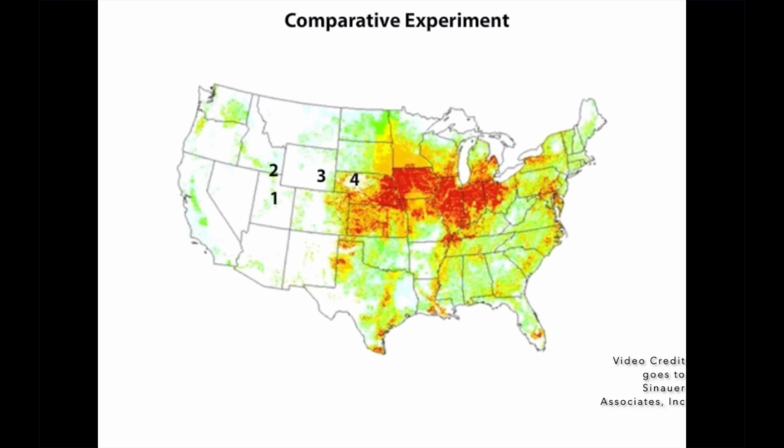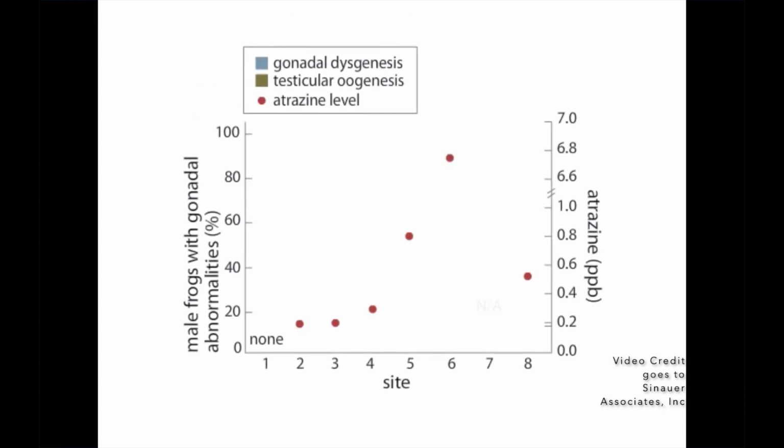Based on commercial sales of atrazine, they selected 4 sites, 1 through 4, that were less likely, and 4 sites, 5 through 8, that were more likely to be contaminated with atrazine. They visited all the sites in the spring, when the frogs have transitioned from tadpoles into adults, and collected frogs and water samples. Note that in comparative experiments, we cannot control nor necessarily even identify all the variables that are present. The investigators analyzed the samples and found varying levels of atrazine in the water.